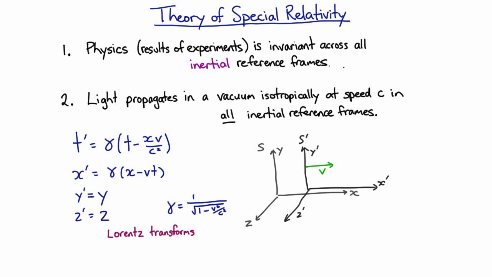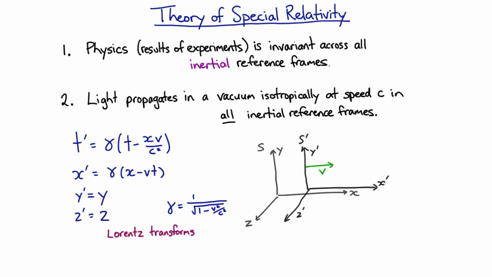That's very different to, say, tennis balls. If you throw a tennis ball between yourself and a friend, and then someone drives past in a car, they might see the tennis ball, in fact, go at a very different speed. If they drive at the exact speed that you're throwing the ball, then they will see the tennis ball actually still. Whereas light is always going at exactly the same speed in all inertial reference frames.